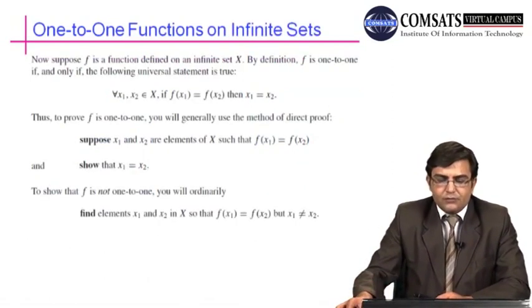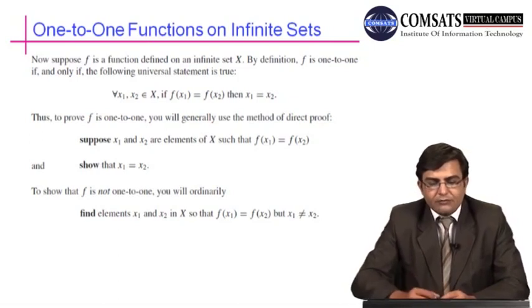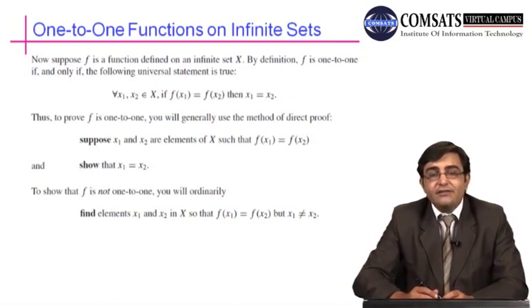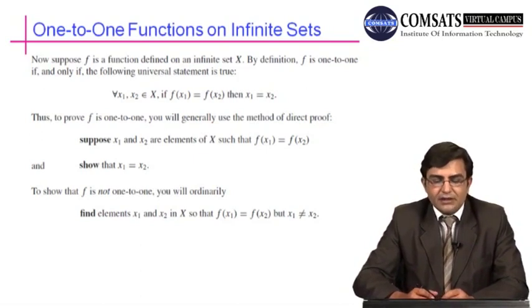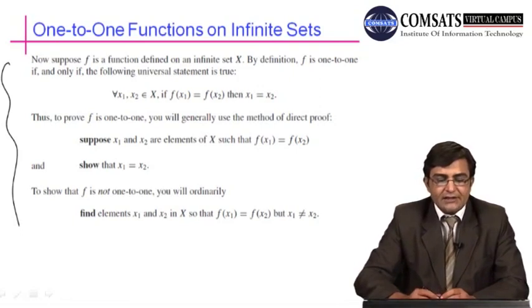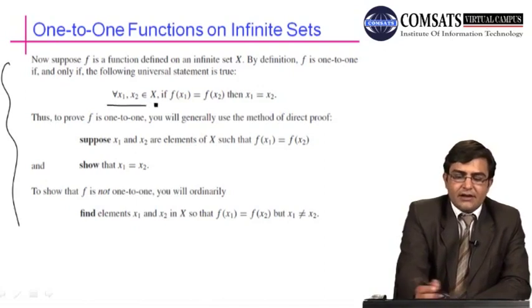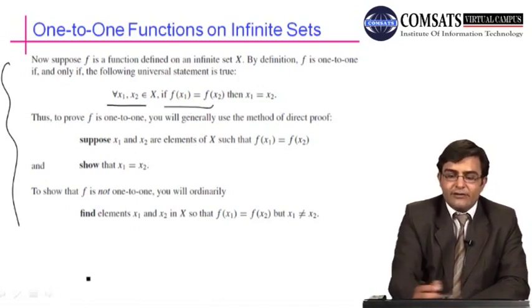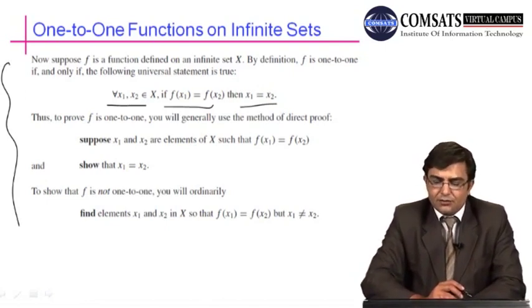So now we move to the one-to-one functions on infinite sets. The previous example involved only finite sets. Now we are going to discuss an infinite example in which we shall show whether the function is one-to-one or not. These are the same conditions which we have discussed in the previous slides, that to check whether a function is one-to-one, we have to check for all x1 and x2. If f of x1 is equal to f of x2, then x1 must be equal to x2.